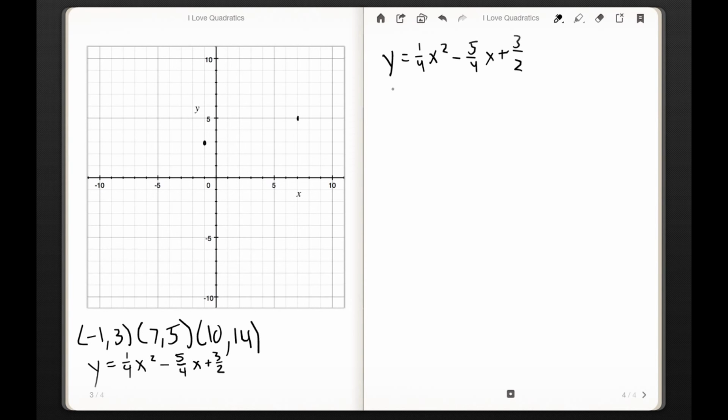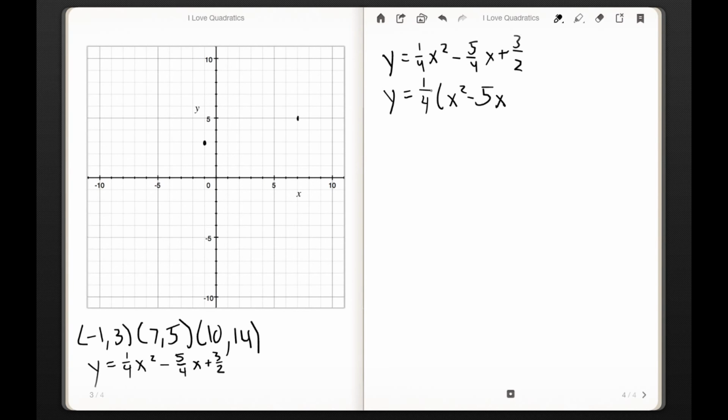Root form would be if we factor this. So how can we factor this? We have fractions and everything. Well, what we want to do is get rid of the fractions. So we can factor out a fraction so that they become whole numbers. Here we're dividing by 4, and here we're dividing by 2. So if we factor out a 1/4, then all the fractions are going to go away. We'll get x squared minus 5x.